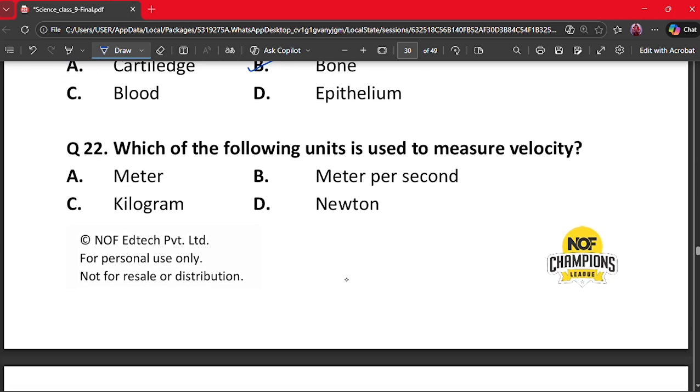Our next question is question 22. Which of the following units is used to measure velocity? A. Meter, B. Meter per second, C. Kilogram, and D. Newton. The correct answer is meter per second, because velocity is measured in m/s, and it represents displacement per unit time. Hence option B is the correct option.